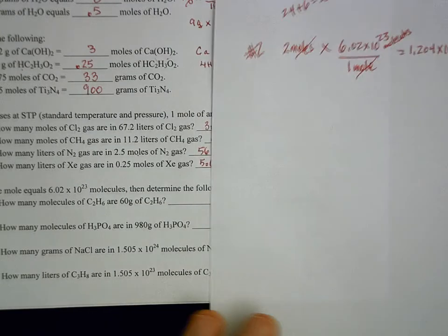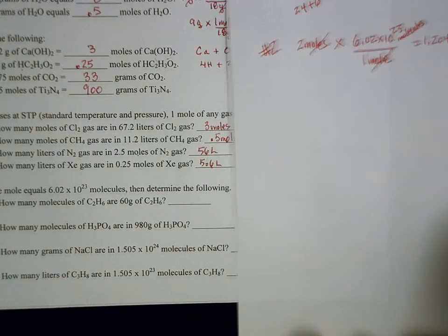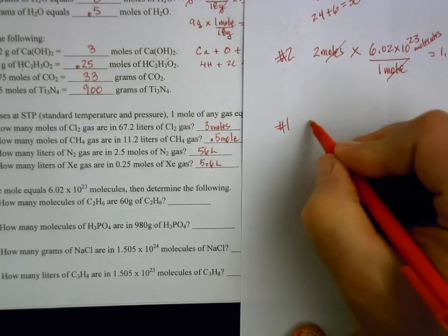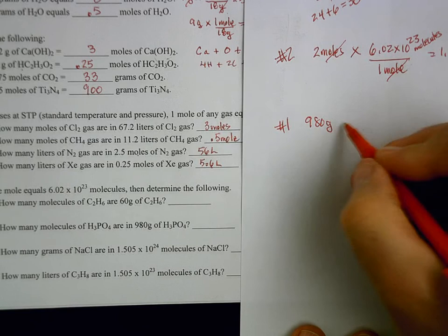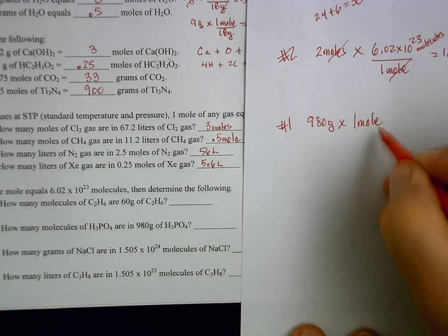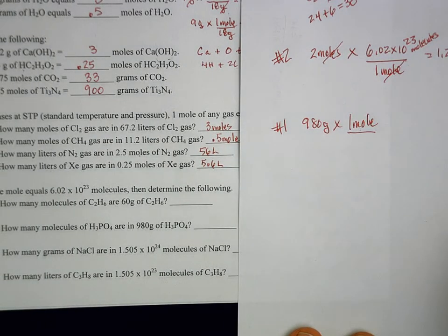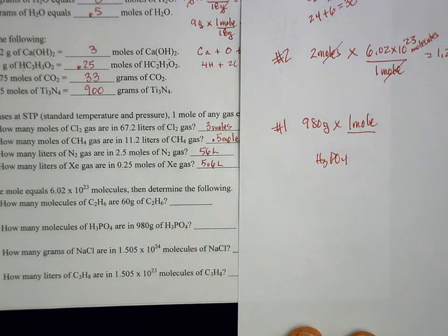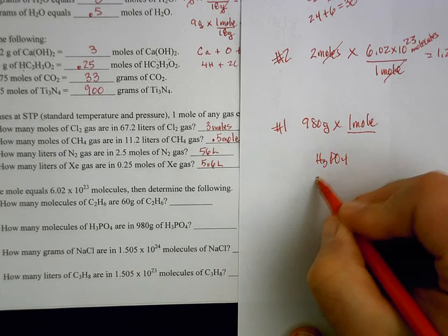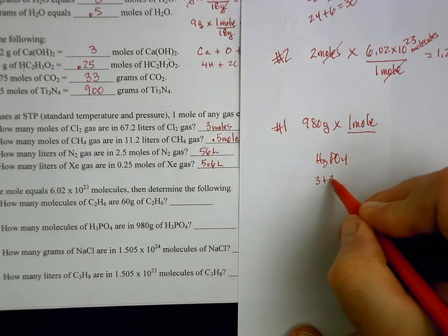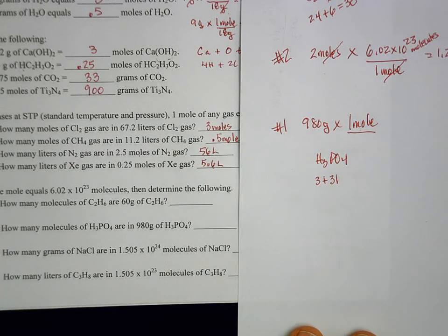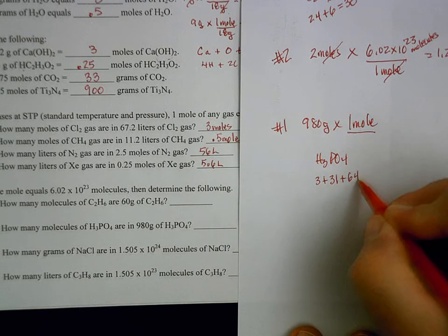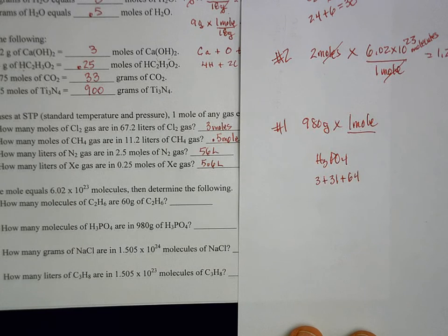Same thing for 28. Okay, first step. I've got to go from my 980 grams. Got to look up H3PO4. Okay, I got 3 hydrogens, so that's 3, 1 phosphorus, so that's 31, plus 4 oxygens. That's 64. 4 times 16 is 64. Put that all together, I got 98.